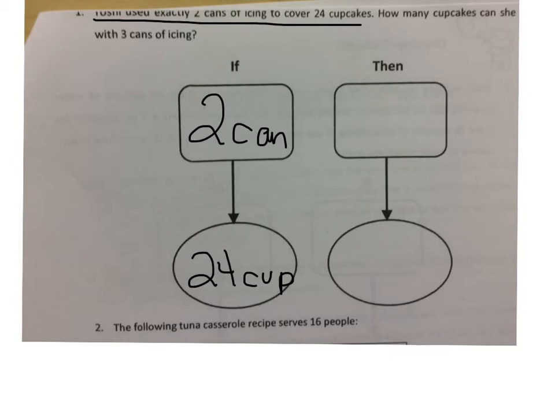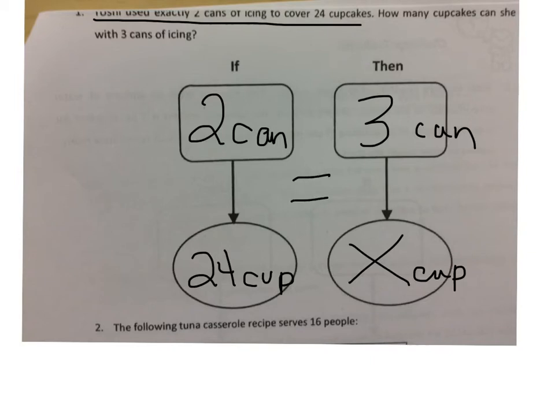What we don't, and the label's got to match, so I know this has to be cans and this has to be cupcakes. We don't know how many cupcakes, that's where my X is. The question's saying you use 3 cans of icing, so the 3 is going to go up here. Okay, remember these are still a proportion. These are equal to each other. So this is hard. You cannot tell how many times bigger the top is getting. So we can't use that method anymore.